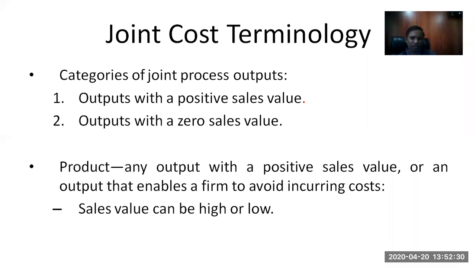A product is any output with a positive sales value or an output that enables a firm to avoid incurring costs. Sales value can be high or can be low, depends. So we cannot say that anything which has a higher sales value should be the only thing produced and sold in the market, and a product which does not have any sales value or has lower sales value should not be produced or should be avoided. No, it should not be like that.